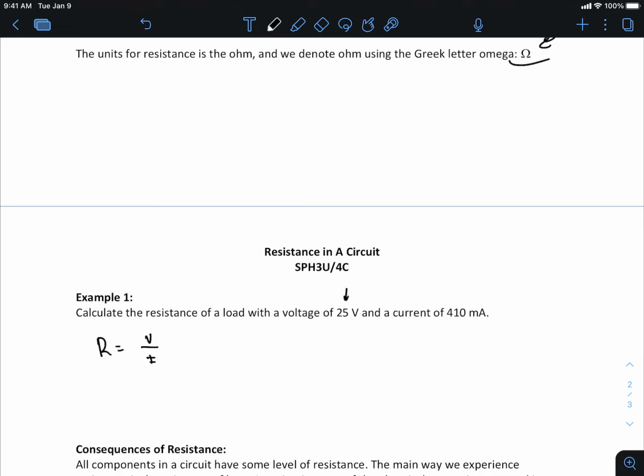Okay, voltage is an easy one. I see that the voltage lines up, but the problem with the current is it's measured in milliamps here. So we just have to convert that. We need it in amps. How do I switch something from milli to a base unit like amps, or like millimeters to meters?